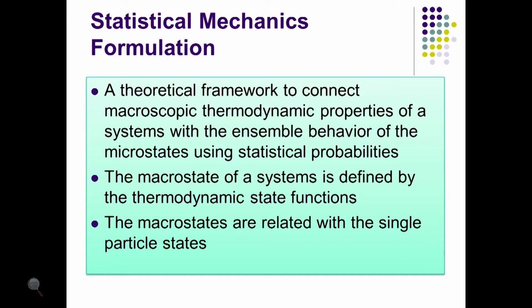So, the theoretical framework connects macroscopic thermodynamic properties of a system with ensemble behavior, and we did talk a little bit about the ensemble behavior of microstates using statistical probabilities. Now we went away from deterministic closed-form solutions of the equations, which were the forte of geniuses like Einstein and Schrodinger, who were always interested in creating some kind of equation that could explain a lot of phenomena. E is equal to mc squared came out of the special theory of relativity. That was one equation that explained a lot.